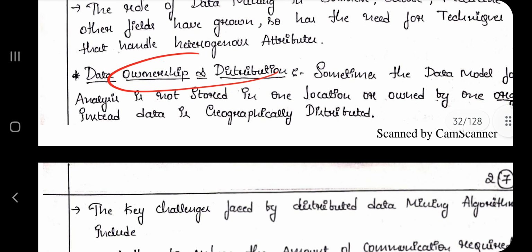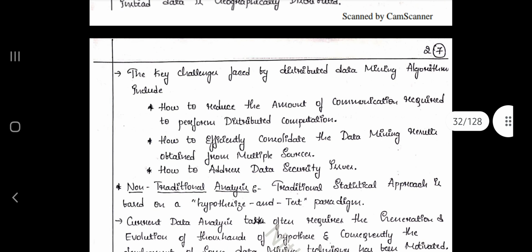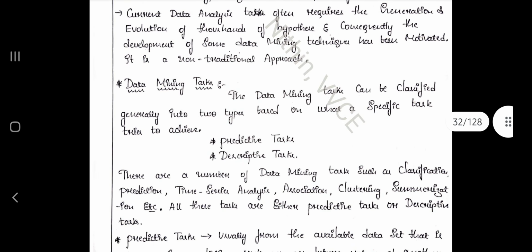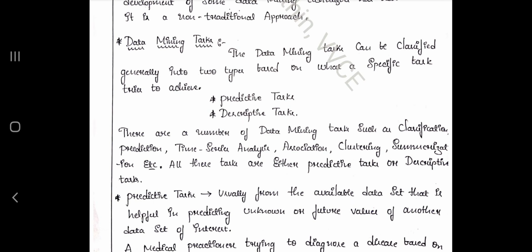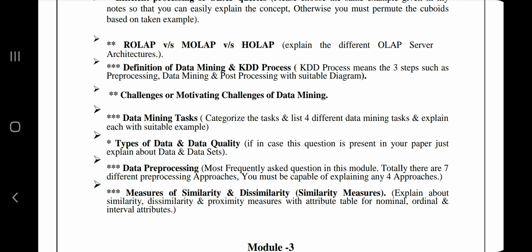Okay, data ownership and distribution. Distribution means sharing a large amount of data from one place to another is not easy. It's very risky, and security issues also come. Also, it's very hard and costly. So those were the motivating challenges for data mining.